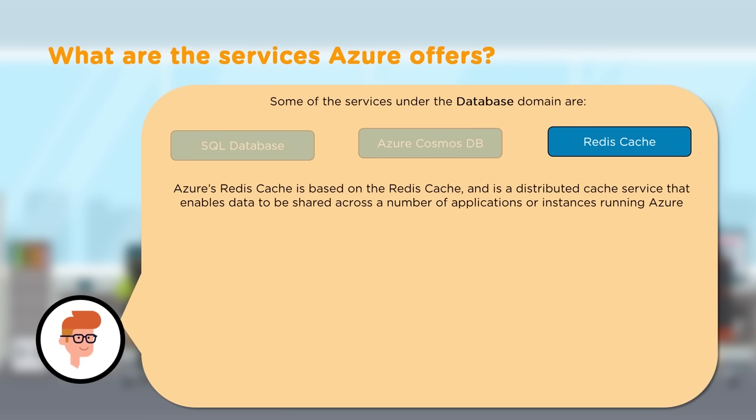All right, let's talk about Redis Cache. A discussion about Azure databases won't be complete without talking about Redis Cache. Redis Cache is a secure data cache. It's also sometimes called a messaging broker that provides high throughput and low latency access to data for applications. Redis Cache is based on a popular open source caching product, which is Redis.